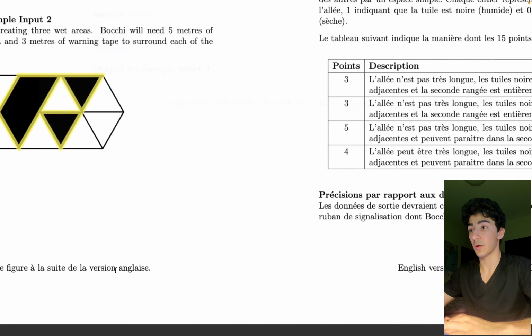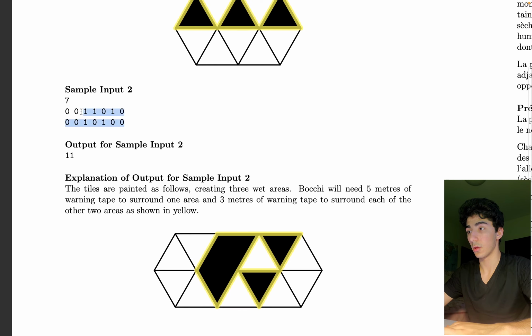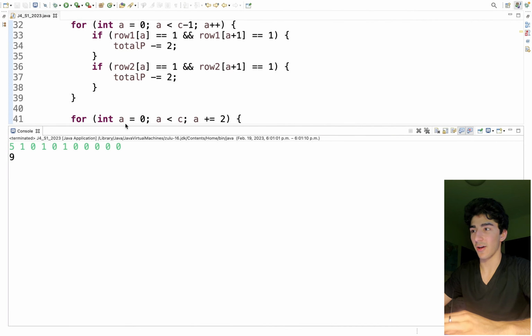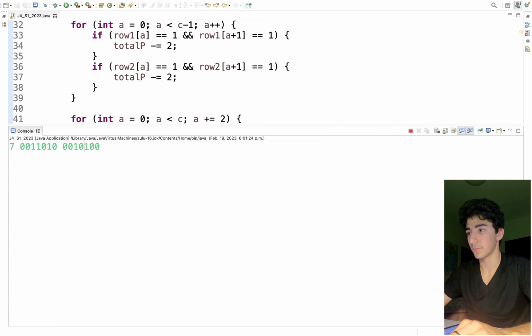I'm going to try the second input too. By the way, the reason why I'm not checking on the official compiler or DMOJ is because it's not out yet. The contest was only a couple days ago, but you guys can check for yourself. This is correct though. This was the same solution I gave during the contest.